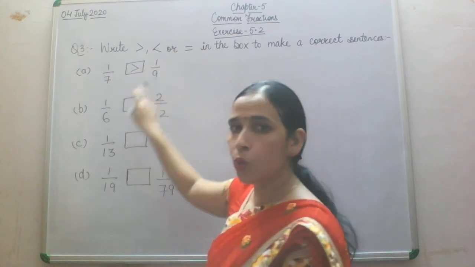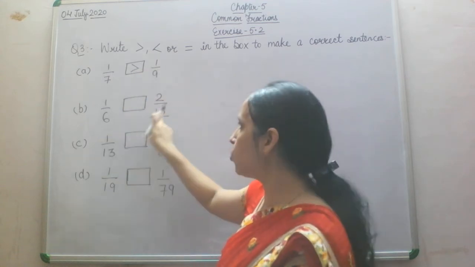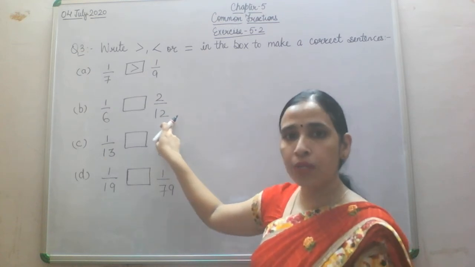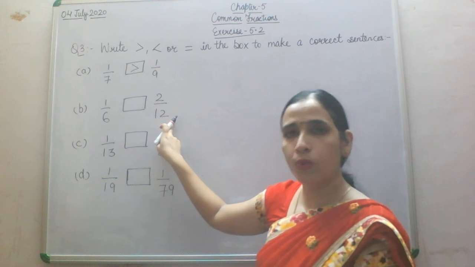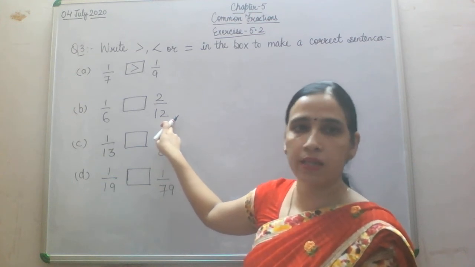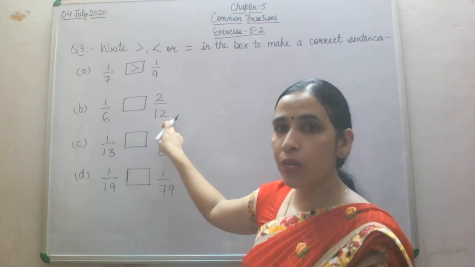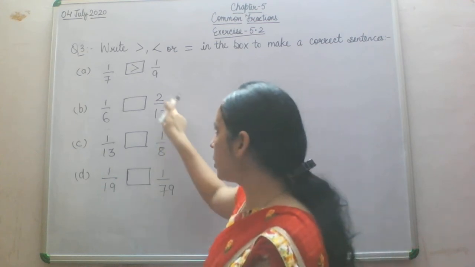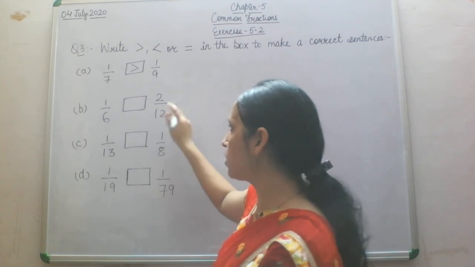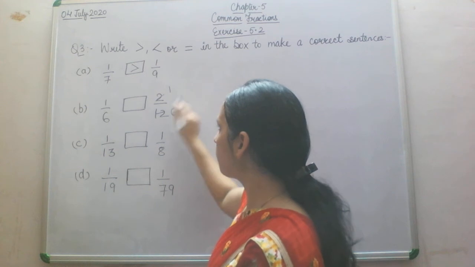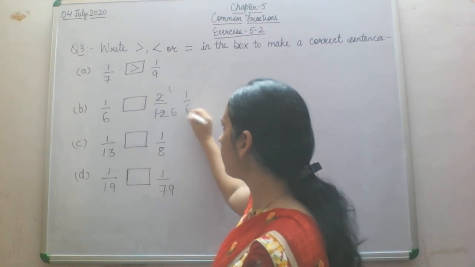Now we come to 1 by 6 and 2 by 12. Can you tell me which sign you are going to put here? It is quite simple. If you think a little bit, you can tell the answer. Yes, you will use the equal to symbol. Why? If you reduce this fraction, 2 is 1 time in 2 and 6 times in 12, so this fraction will be 1 by 6.